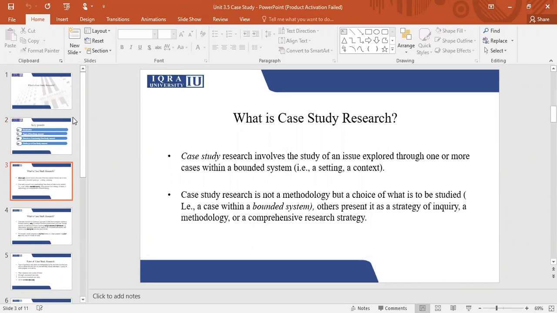In a case study research, we study an issue, we study something that has passed, but we study that within a bounded system, which is a setting or a context. For example, if I want to study how did a certain pharmaceutical company retain its employees during the pandemic. So now my setting is Pakistan, I'm going to see that during the pandemic, how did pharmaceutical companies retain their employees? What were their financial situations, what they were doing? So within a certain context, within a certain setting, I'm studying what they did and how they did it.